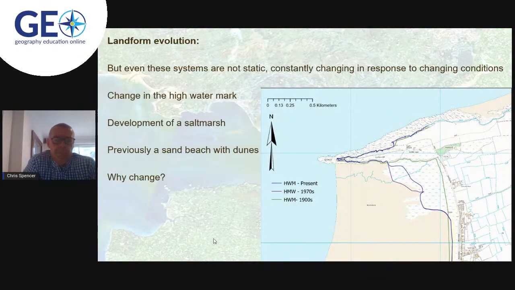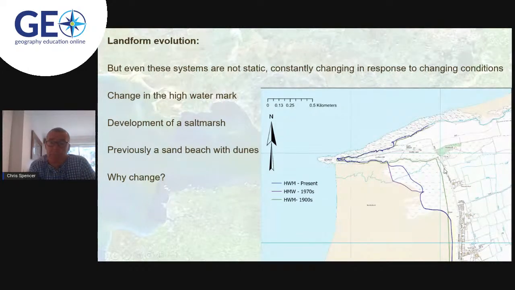And these systems aren't static. They sort of change through time. And again, I've produced another GIS-based map here where I've plotted the coastline in green from the 1900s. The 1900s survey is the green line here that shows the high water mark in the 1900s was all the way back here. And so our salt marsh that exists in this corner in the present day didn't exist then. We had this green line as the high tide line.